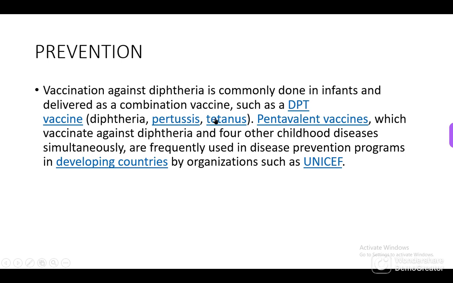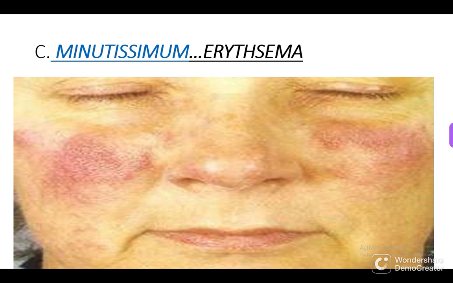Three diseases are these, and two diseases are other diseases. The five vaccines are there, frequently used in the EPI program, which was launched by UNICEF. Properly given on time, they will prevent the disease.